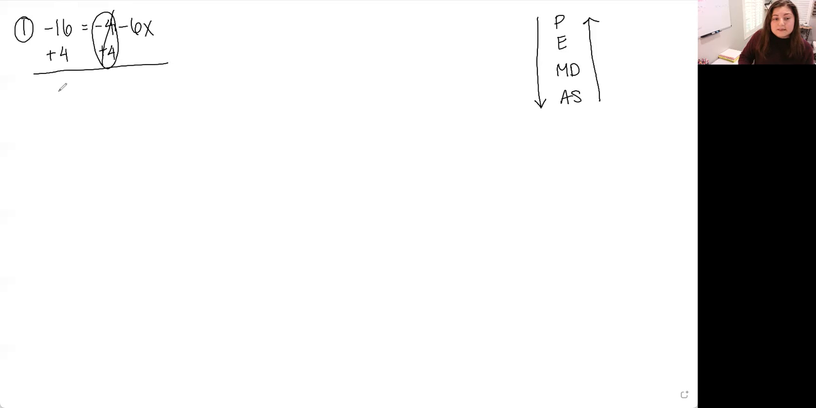Then I have -16 plus 4 is -12 equals -6x. So I've already taken care of my addition or subtraction. I no longer have any more addition or subtraction. I now have only multiplication and division. So then I'm going to do the opposite of the thing that is being done to my variable. So in this case, I have -6 times x. So what I am going to do is I'm going to actually divide both sides by -6 because division is the opposite of multiplication. So here I have x equals +2.